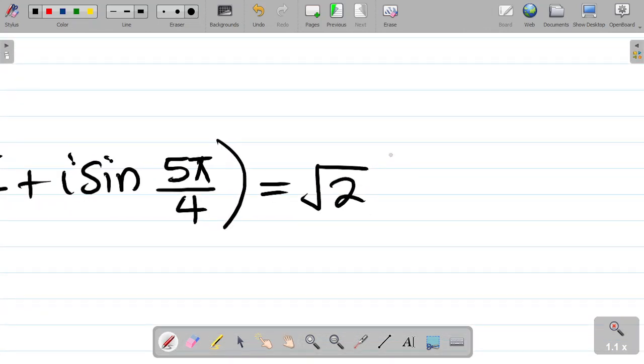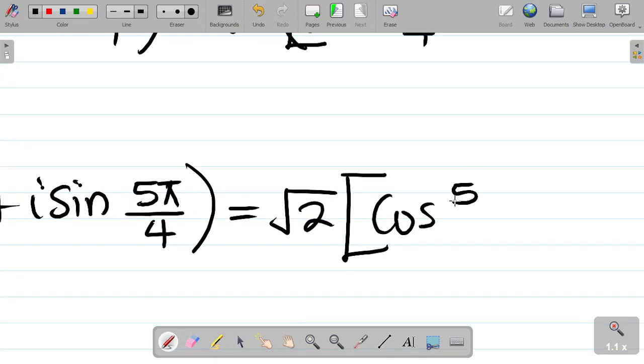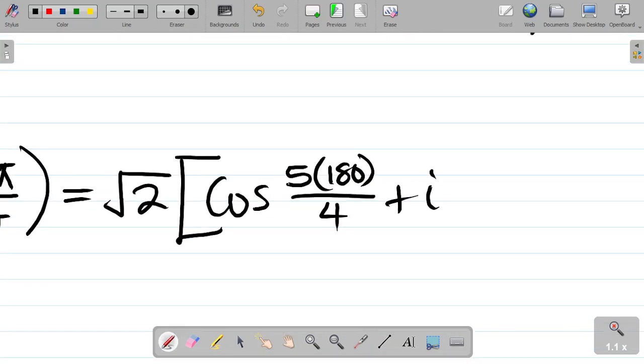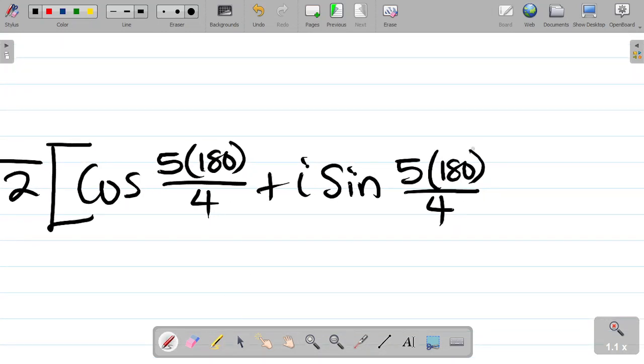So that becomes root 2 into cos. Open a bracket, cos. Since I'm going to be using a round bracket, let me now use a square bracket. So square bracket, cos. 5 pi becomes 5 into 180 all over 4. That's 5 pi over 4. Plus I into sine 5 pi, that's 5 into 180 all over 4.